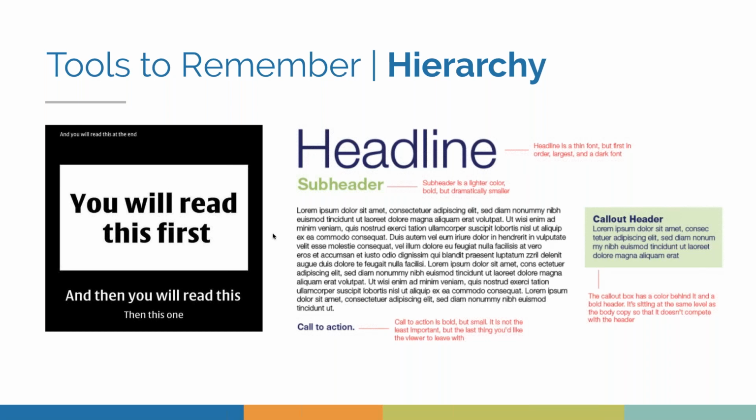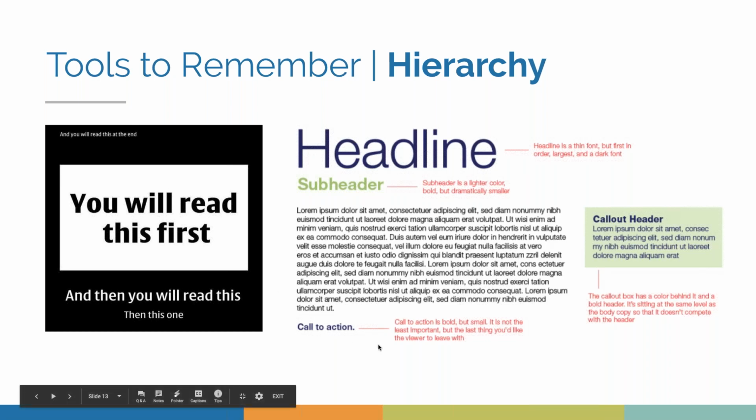And then an example here to show you some different paragraph styles, as I call them, with the headline. It's different than the subheader. You can clearly see that this is the first thing that you're going to read. The subheader, it's a lighter color, but it's smaller, but still important. Then you have just your regular old text block there, call to action at the bottom.